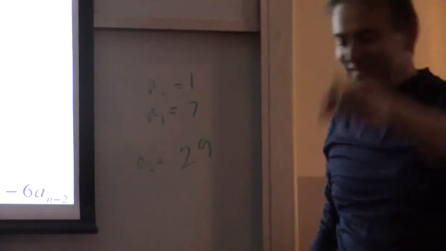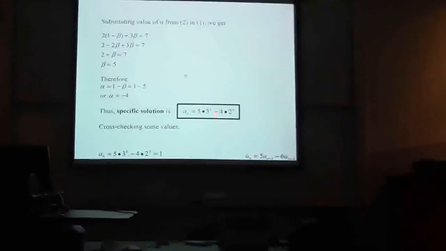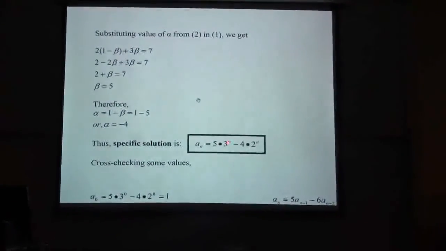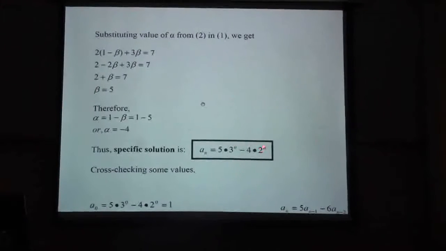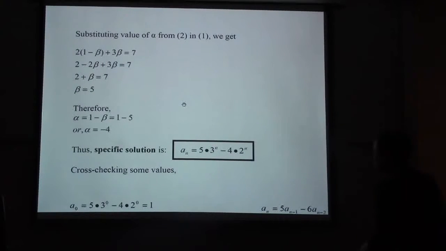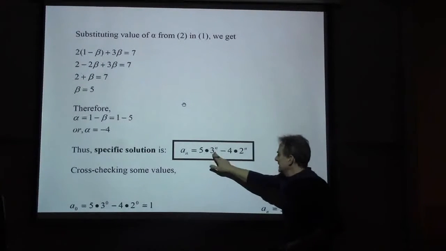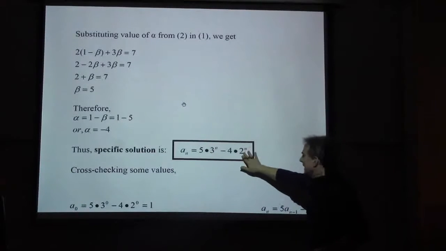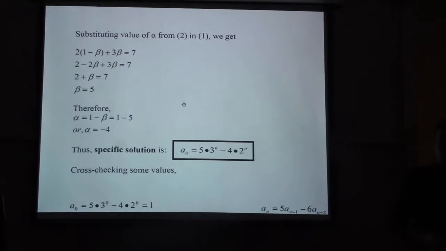Okay. So, let's plug in 2. What's 3 squared? 9. What's 2 squared? 4. So this is going to be 9 times 5 minus 4 times 4, which is 45 minus 16. What's the answer? 29. That gives us confidence that we have solved the recurrence correctly.